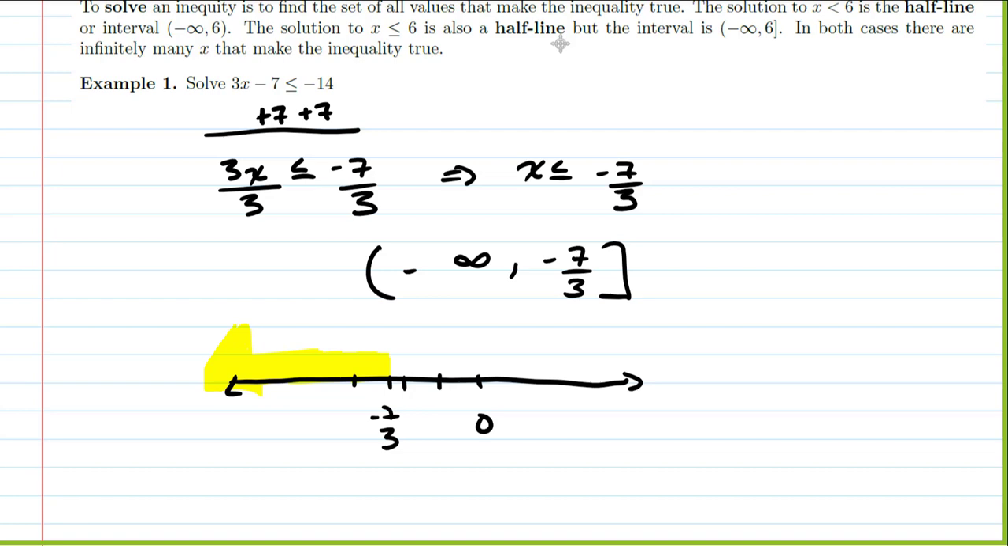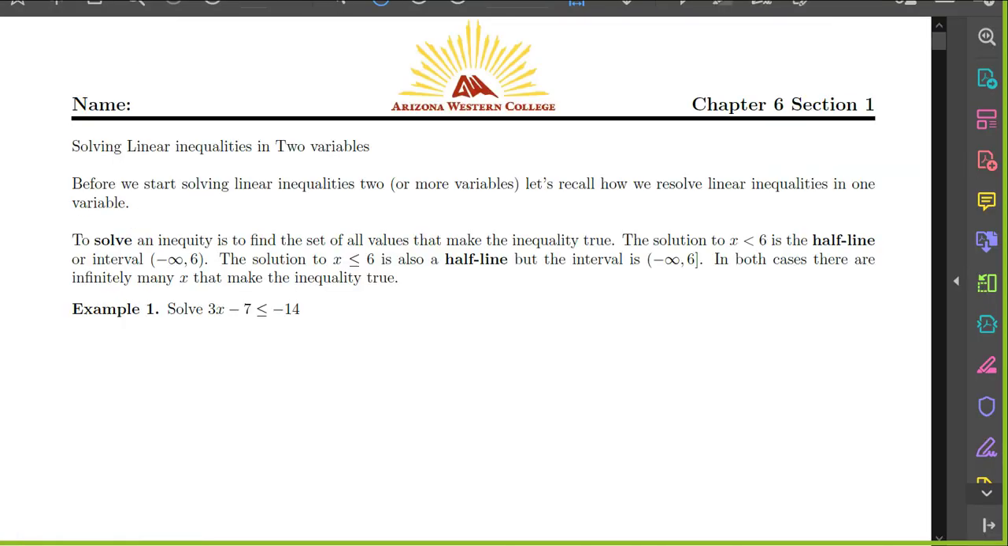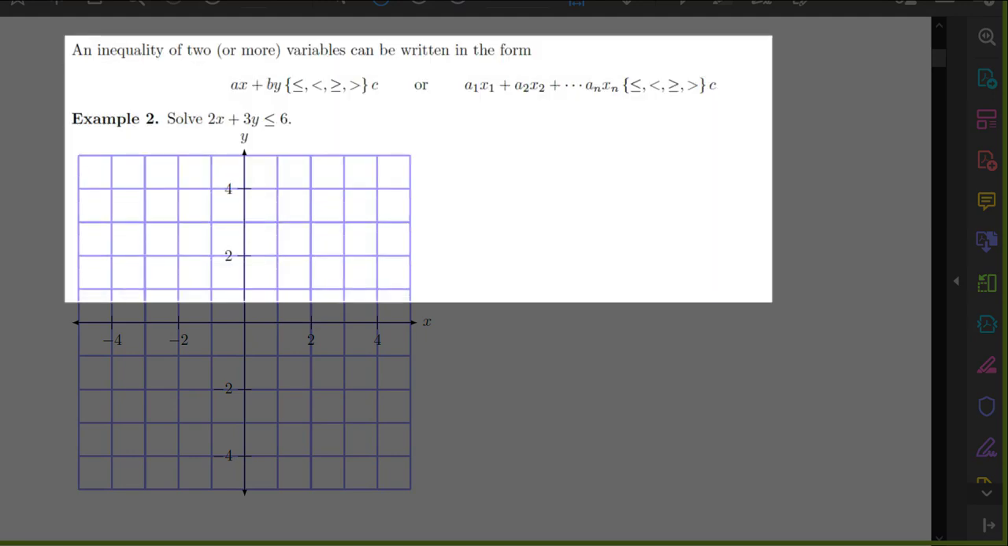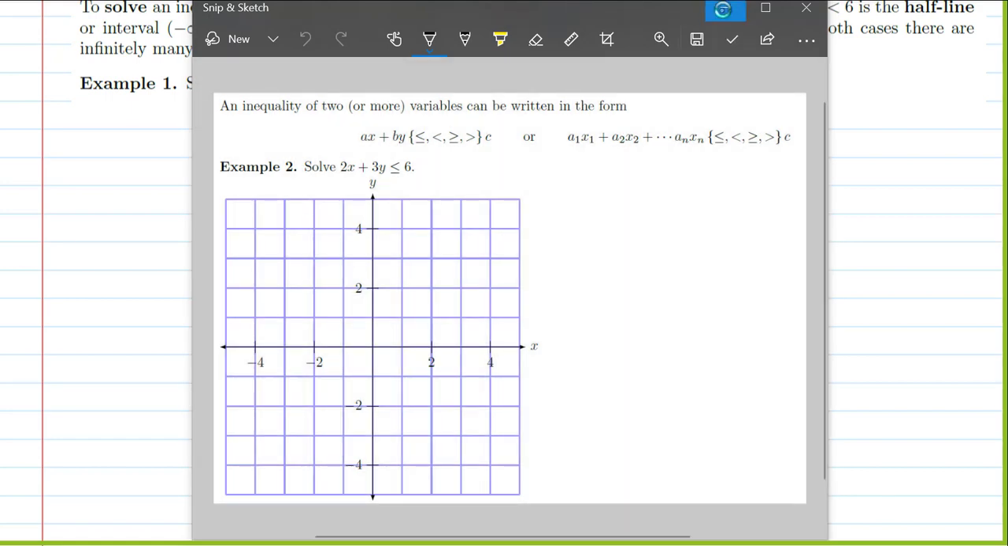The one thing we do have to remember, and the only difference between solving an equation and an inequality, is that when we have an inequality, if we multiply or divide by a negative number, what do we have to do? You have to remember to reverse the inequality symbol. That's really the only thing that's going to be different in any of these.